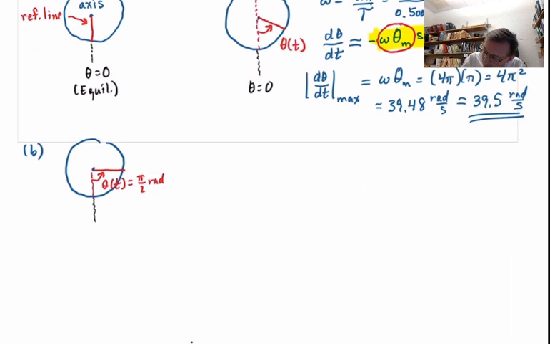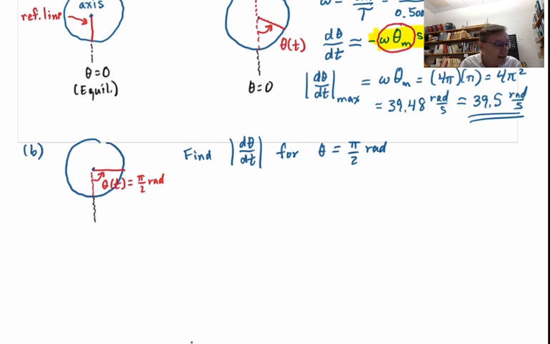So what I want is what they call the angular speed. That's d theta dt magnitude, or absolute value, for the moment when the theta is pi over 2 radians, like my picture shows.